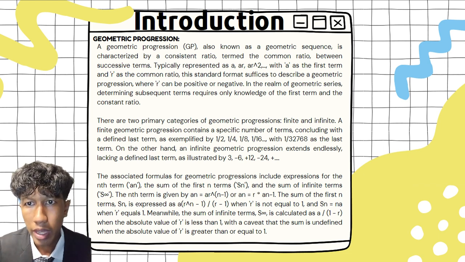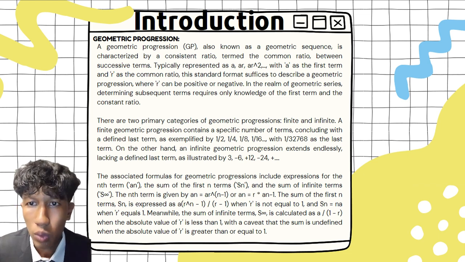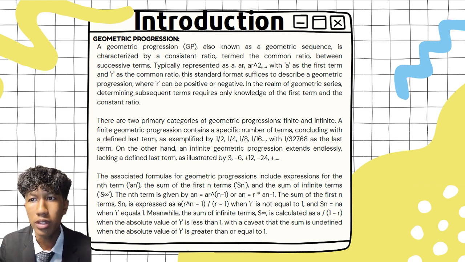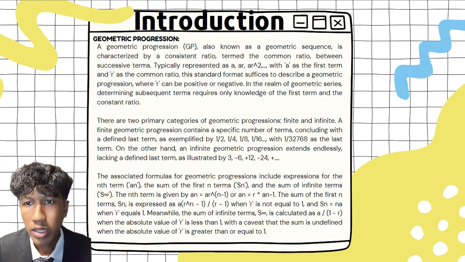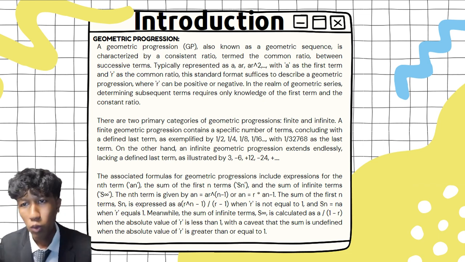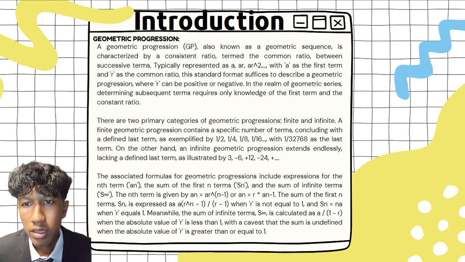The sum of the first n terms Sn is given by a, in the bracket, r power of n minus 1, over, in the bracket, r minus 1, where r is not equal to 1, and Sn equals na, where r equals 1. The sum of infinite terms S infinity is calculated as a over 1 minus r, when the absolute value of r is less than 1, but it is undefined when modulus r is greater than or equal to 1.